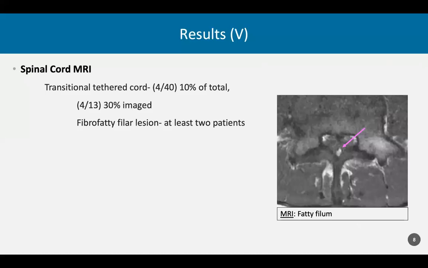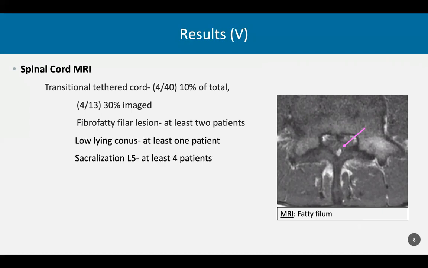On the spinal cord MRI, transitional tethered cord was seen in 10% of all our 40 patients. However, it was found in 30% of those imaged. We've also found fibrofatty filum lesion in at least 2 patients, a low-lying conus in at least 1 patient, and sacralization of L5 in at least 4 patients.